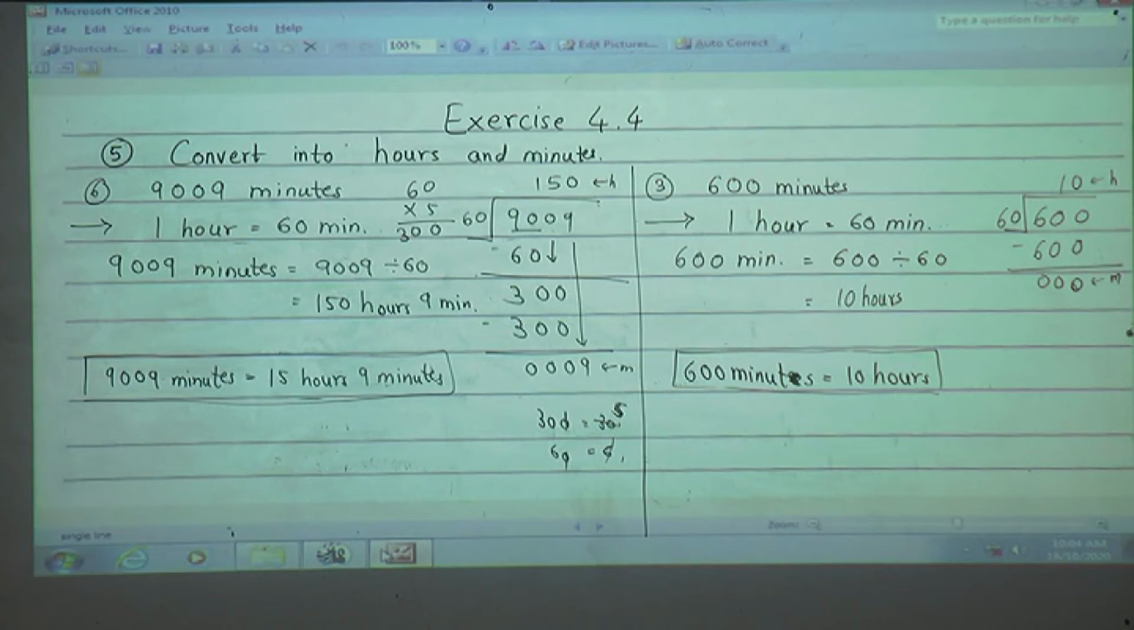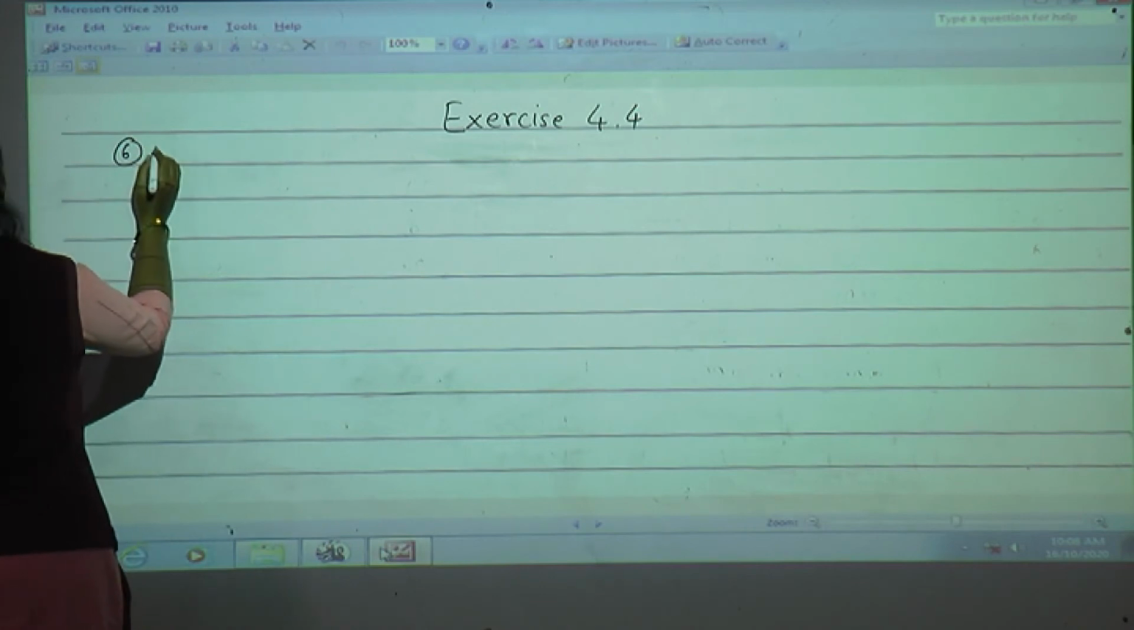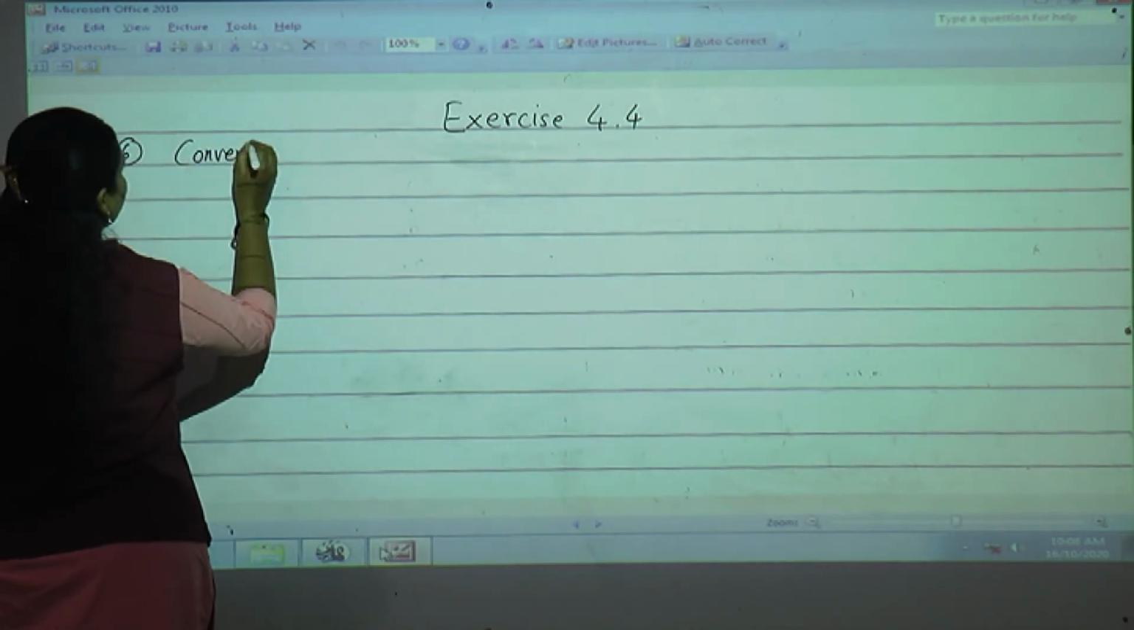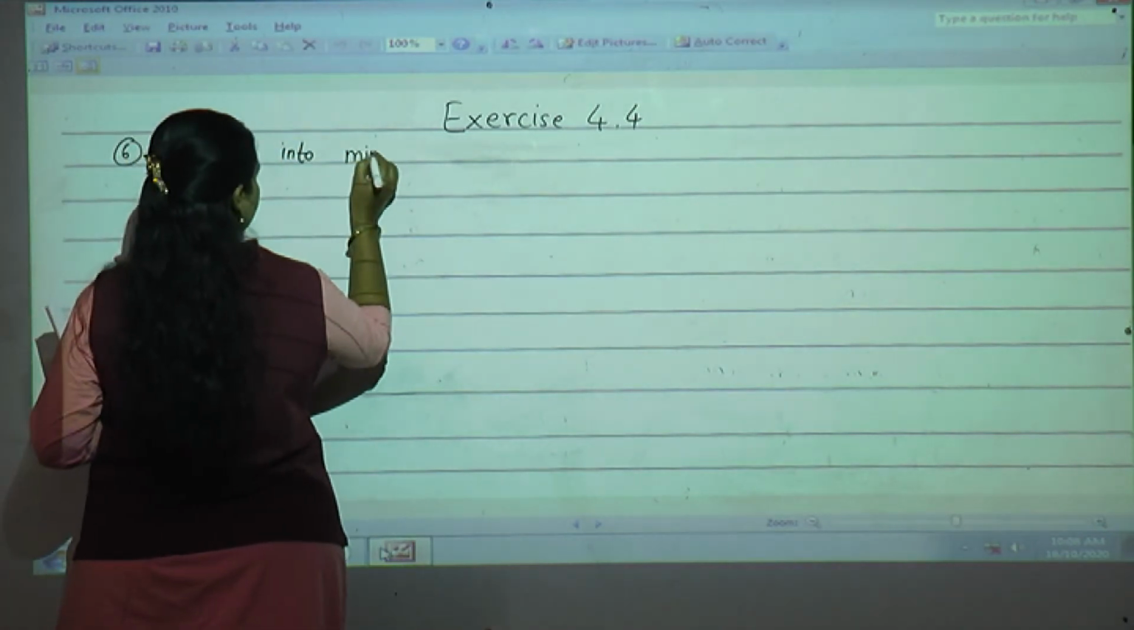Now we will solve the sixth question. What is the sixth question? Convert into minutes and seconds. Now try to recall your memory. What we have to do when you want to convert seconds into minutes? Just vice versa. Yes. We have to divide by 60, isn't it? So we will solve now. Sixth one. Convert into minutes and seconds.